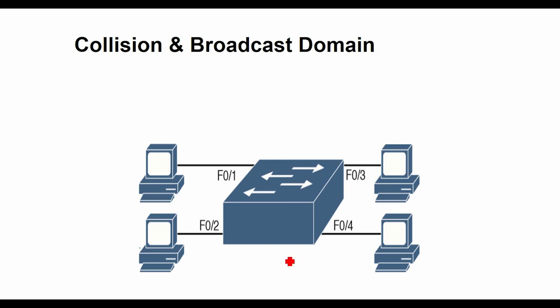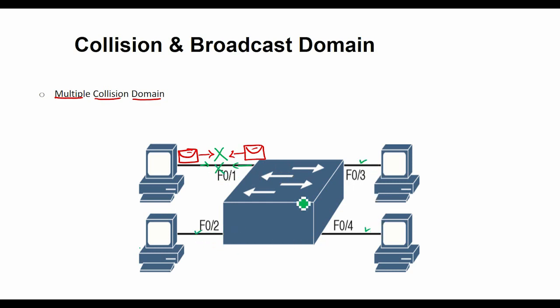A switch has multiple collision domains. What is a collision domain? A collision happens when two separate devices simultaneously send a packet on a commonly shared network segment. The packets collide, and both devices need to send the packets again. That reduces network efficiency. For example, if a collision occurs in this port, only this port will be affected. The other ports will work normally.